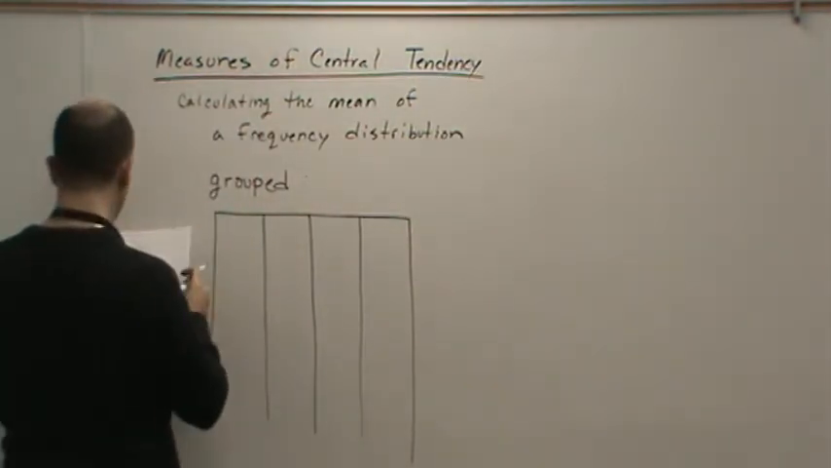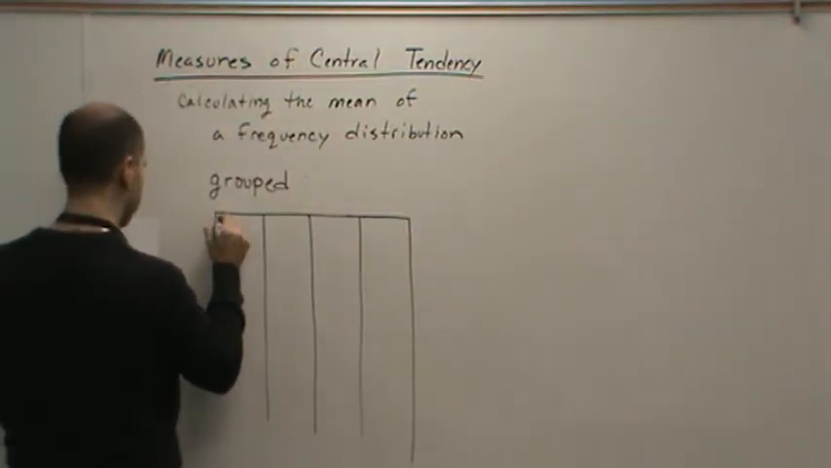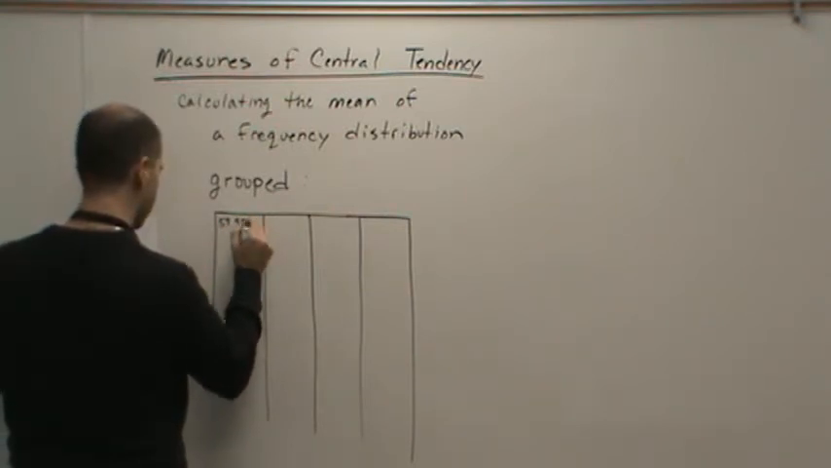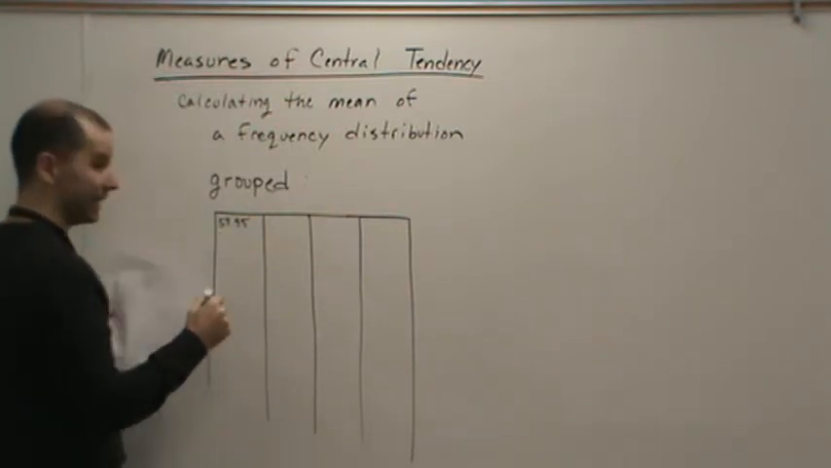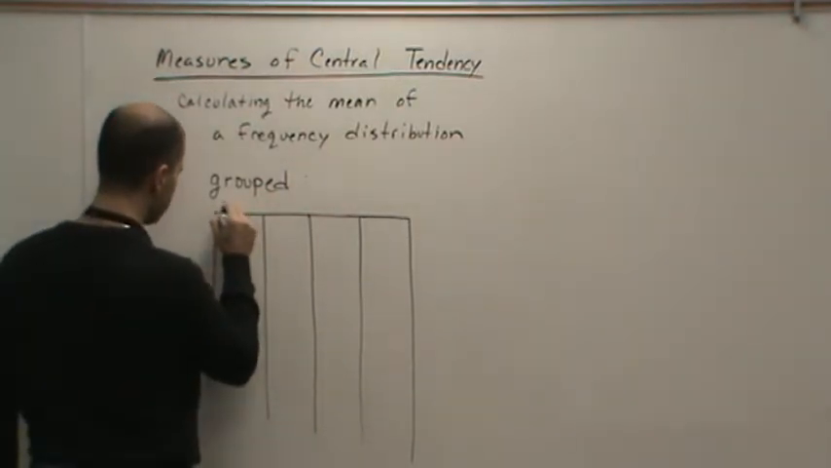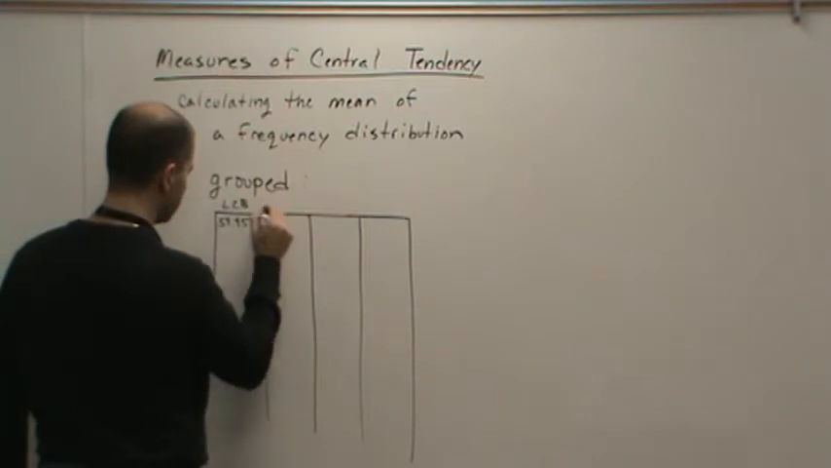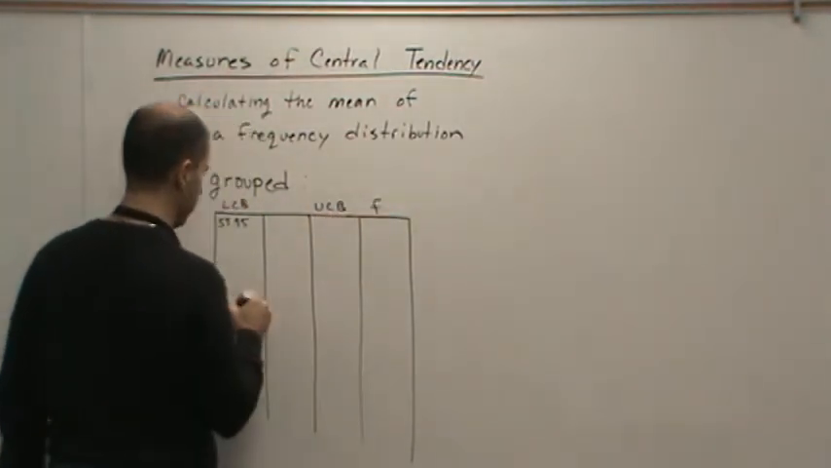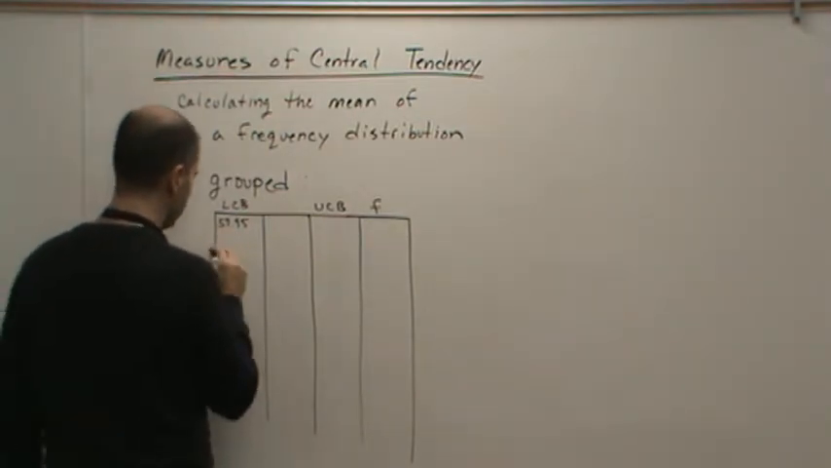Okay, so if you remember, we started with 59.95, and remember the class width was 2, okay? So this is going to be lower class boundary, upper class boundary, and frequency, okay? So I'm just going to quickly fill this in.